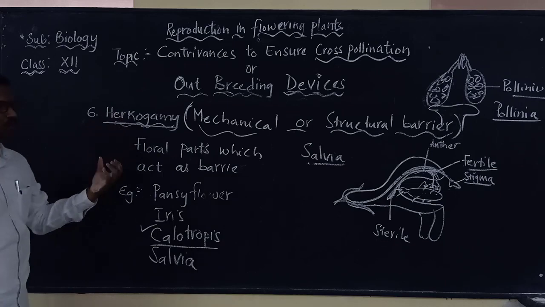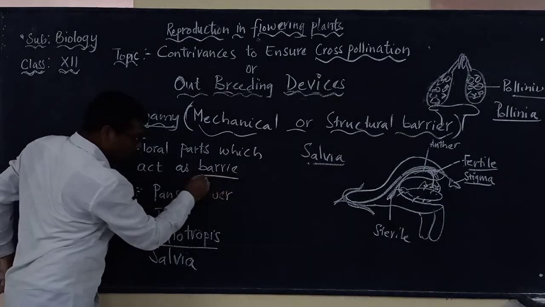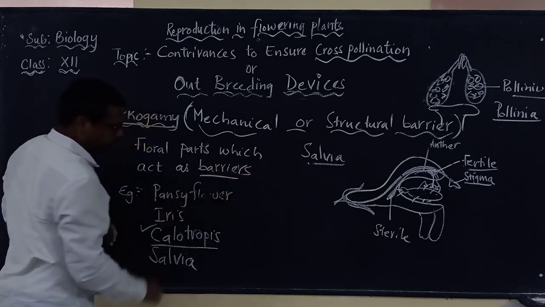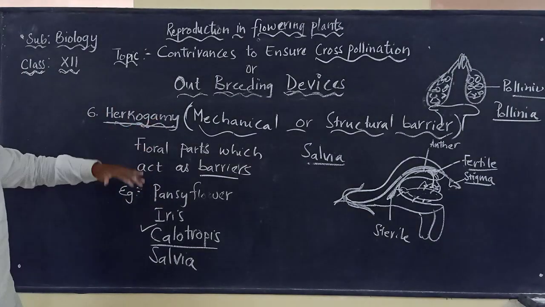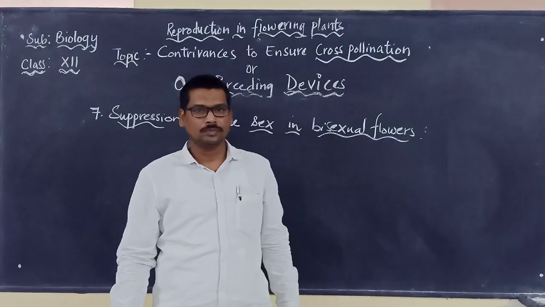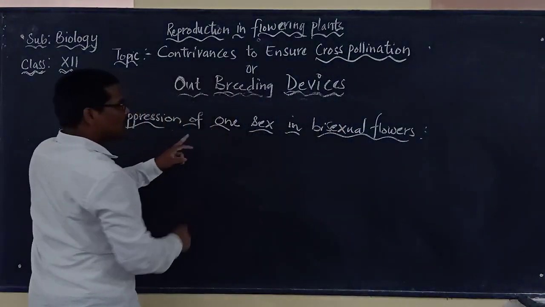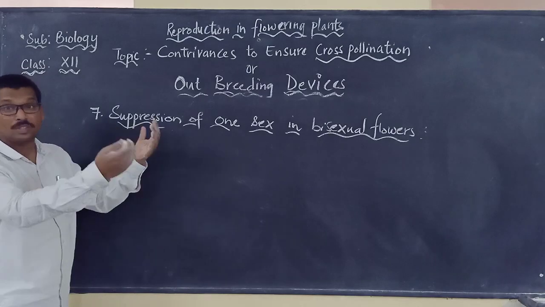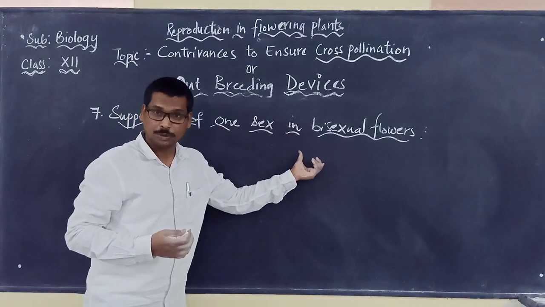So hercogamy means floral parts will be acting as barriers here. That's why they will go for cross-pollination. The next one is the suppression of one sex in bisexual flowers. There is another adaptation for cross-pollination: suppression of one sex in bisexual flowers.